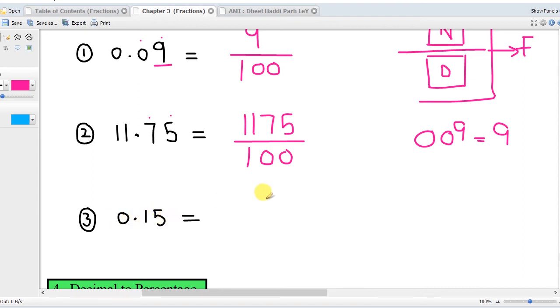So 0.15. Write 15. If you are confused why we are not writing 0, you can write 0 as well. There is no harm in writing 0. Then put a division sign, and in place of this decimal point write 1, and see how many digits there are after the decimal point: 2 digits. So write 2 zeros. So our final answer is 15 over 100.